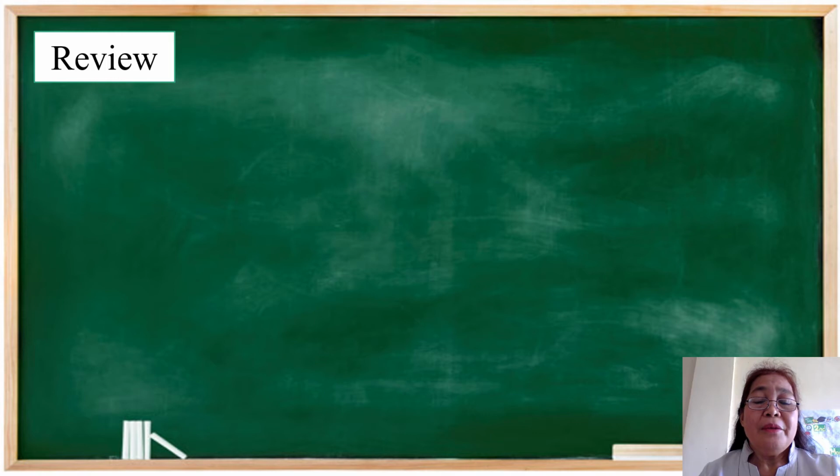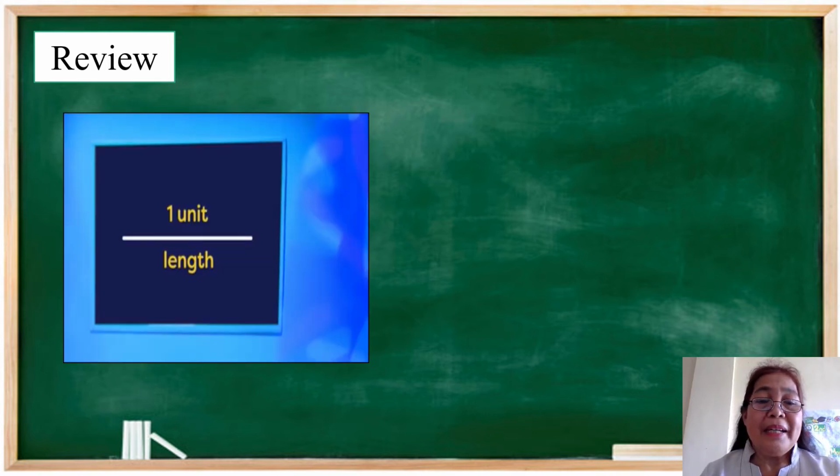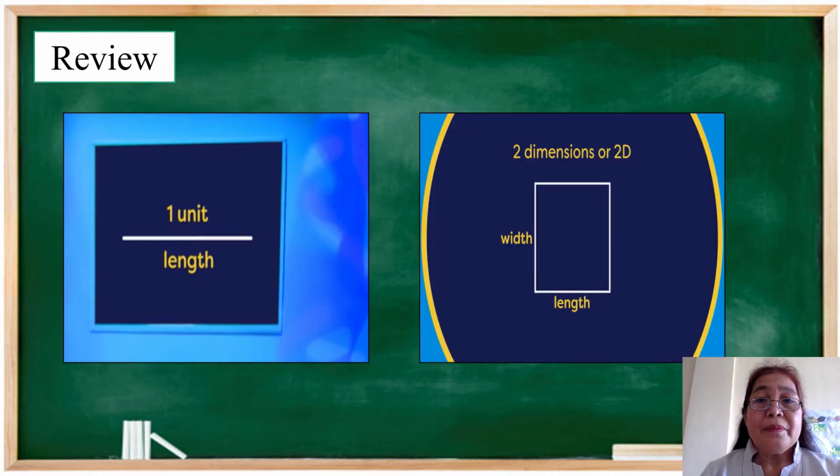Let's proceed. As for our review, we have studied the line segment. This is an example of a line segment. We have 1 unit line segment. We can measure it by using a ruler, a meter, and other measuring devices. We also have the 2-dimension by measuring the width and the length. When we talk about area, we need to measure only the length and the width. Doing it, we have 2-dimensional objects.